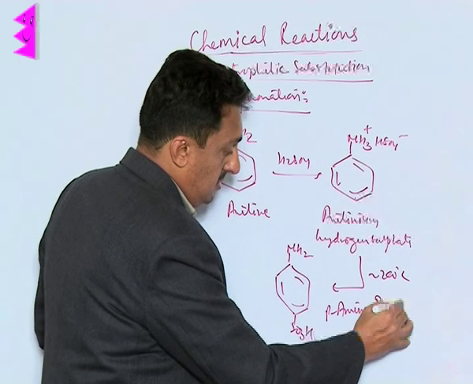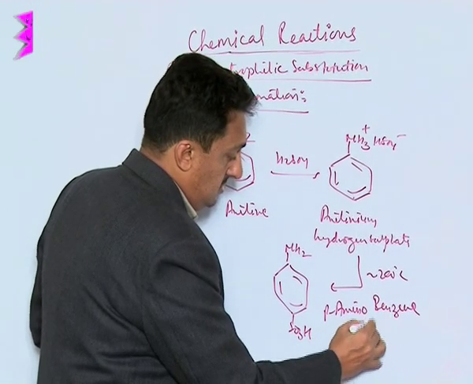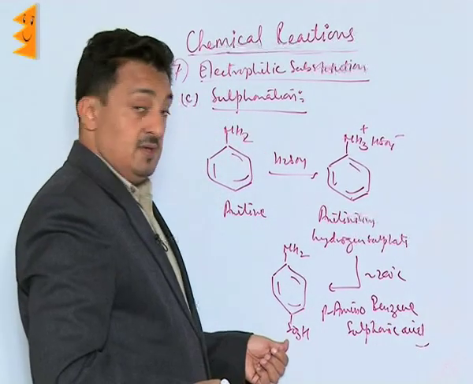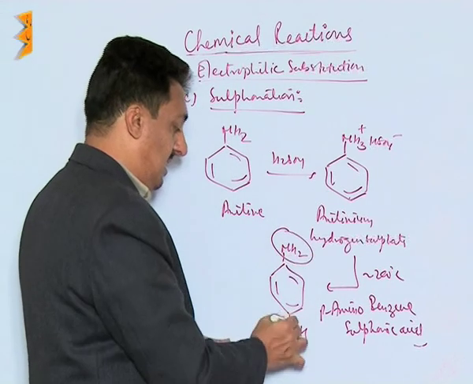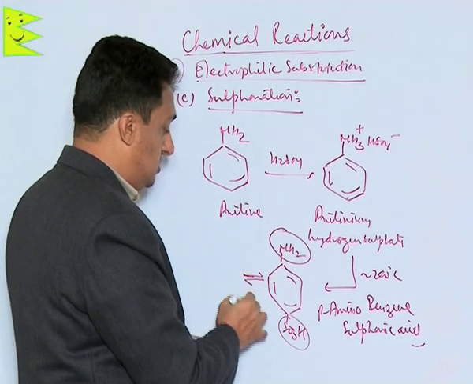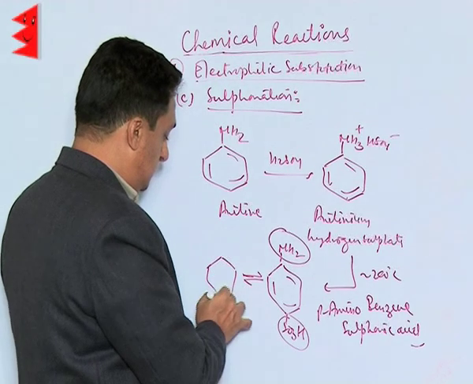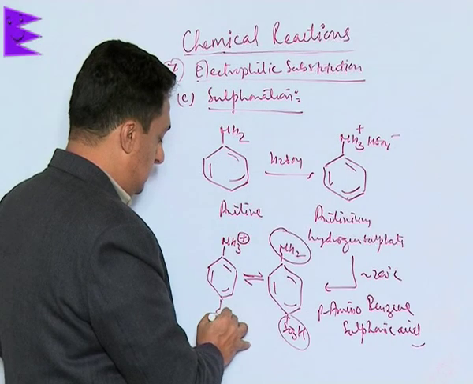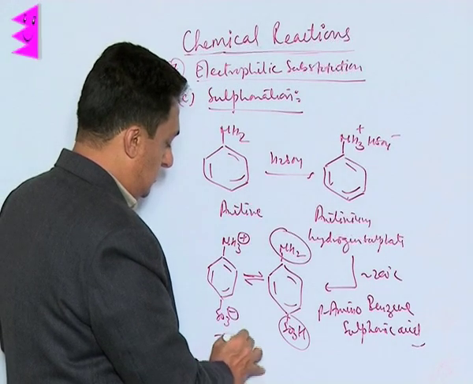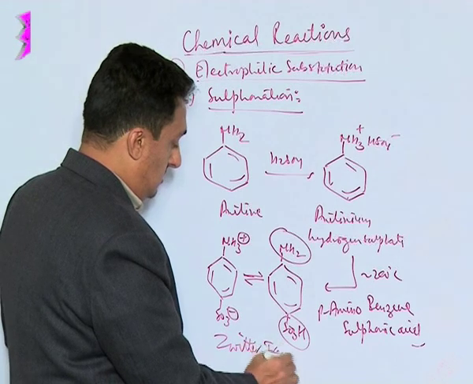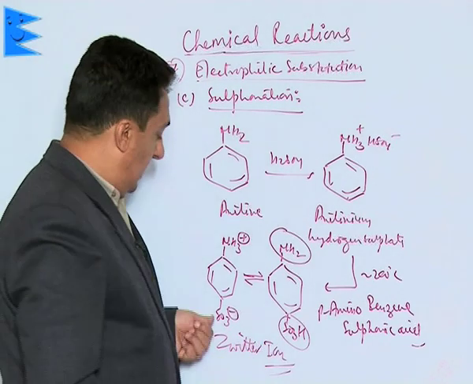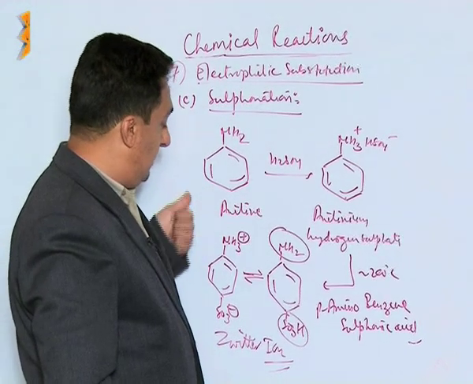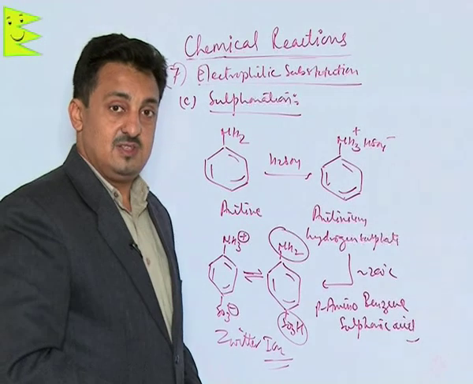aminobenzene sulfonic acid. Now this has a basic group and an acidic group, so it shows self neutralization and gets converted into NH3 plus, SO3 minus, which is called a zwitterion, the ion which contains both cationic and anionic sites. So that is how we can get a zwitterion from aniline by reacting with sulfuric acid.